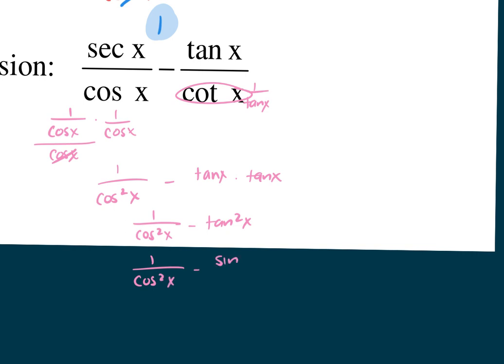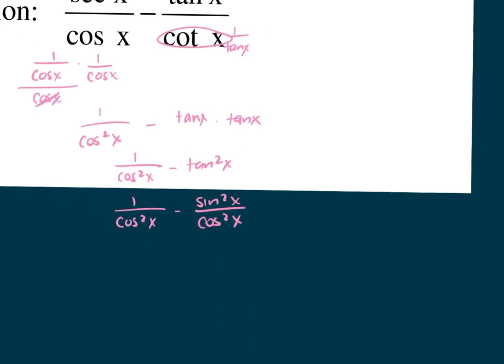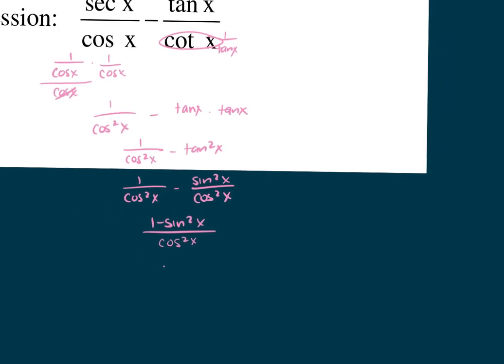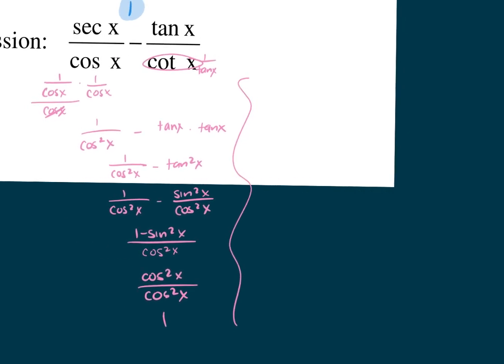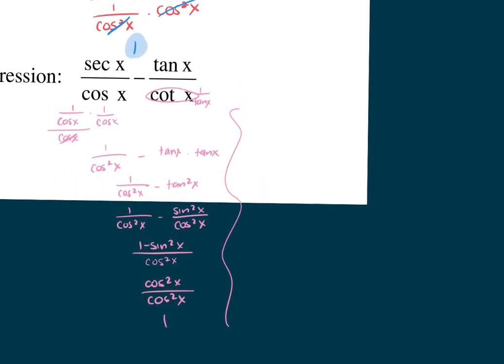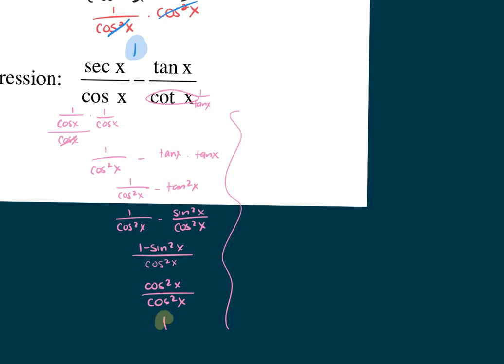Okay. Now they have the same denominator, so 1 minus sine squared x over cosine squared x. And 1 minus sine squared is? Cosine squared x. Cosine squared x over cosine squared x, which is 1. Good. Questions on that method?